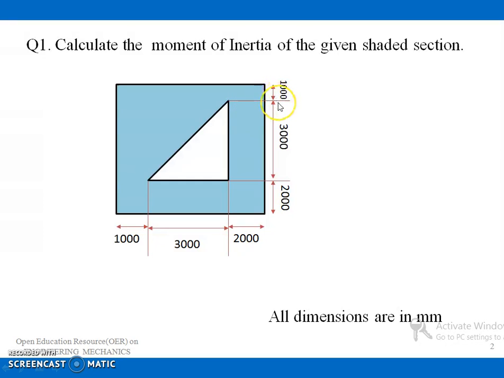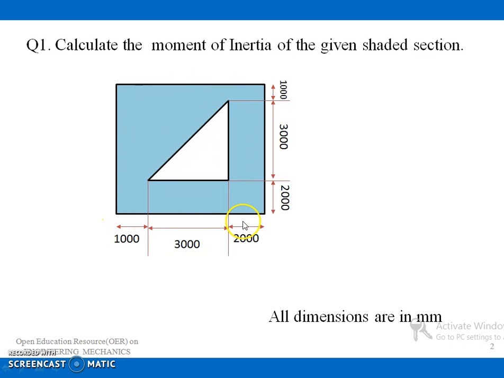So, in the previous videos, we have seen the calculation of moment of inertia for a composite section. In this video, we will see how to find the moment of inertia of a section which is having a hollow portion. So, the question I have considered is to calculate the moment of inertia of a given shaded section, and this is the figure given.